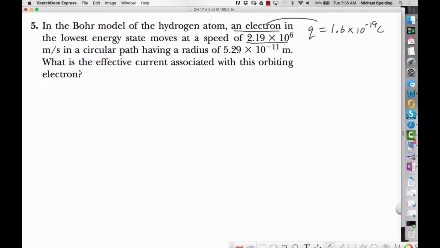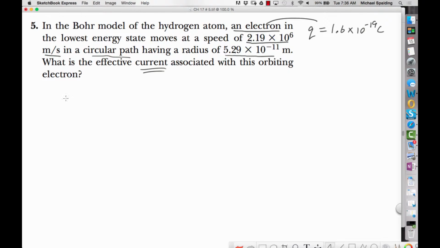Okay, we have the speed. The electron's traveling at 2.19 times 10 to the 6 meters per second in a circular path with a radius of 5.29 times 10 to the negative 11. What is the current associated with this orbiting electron?